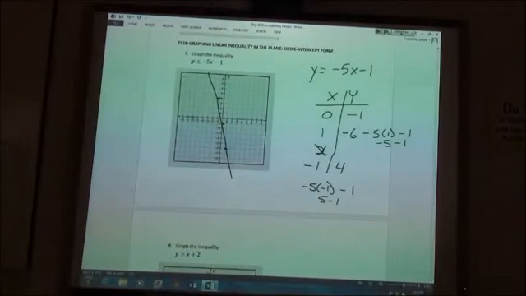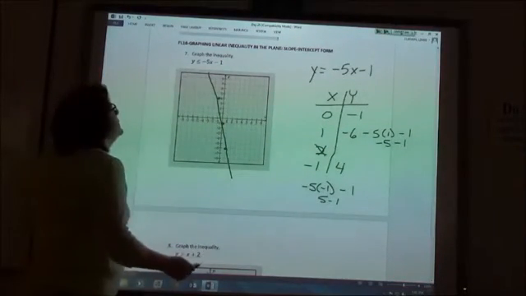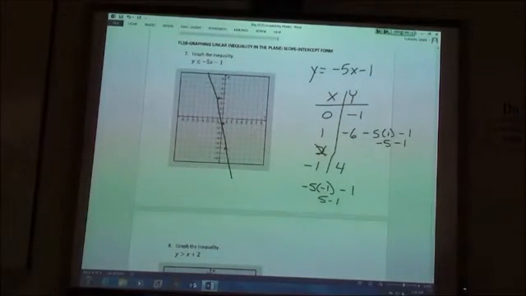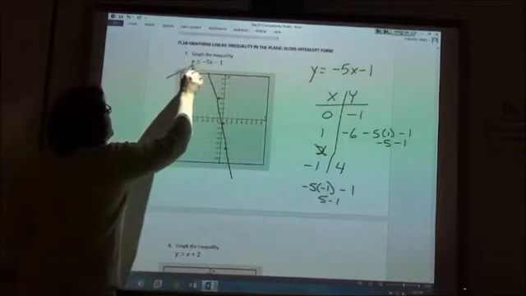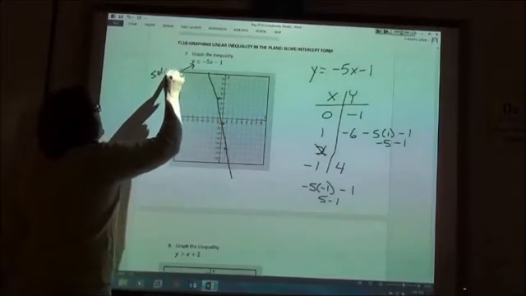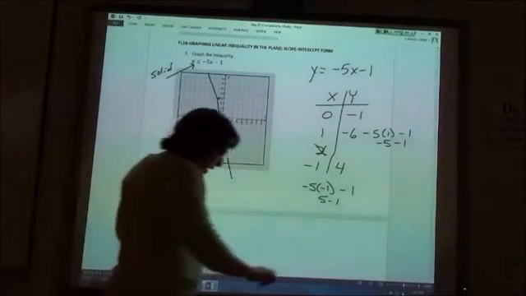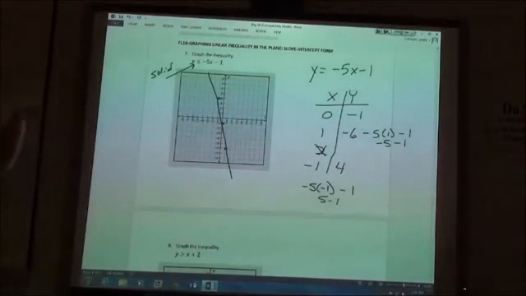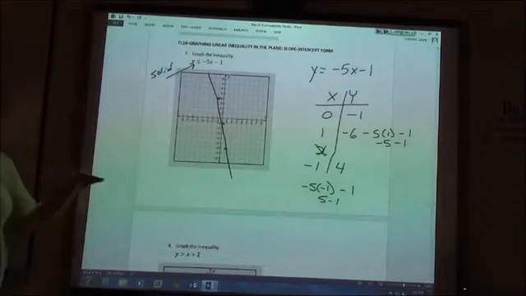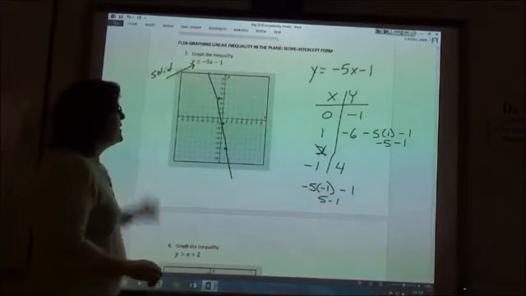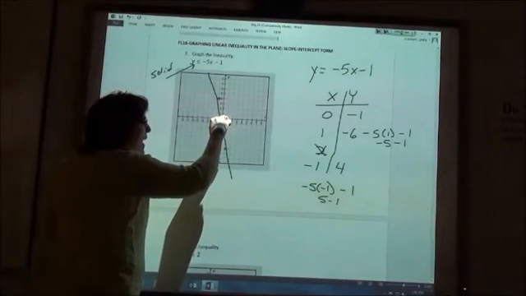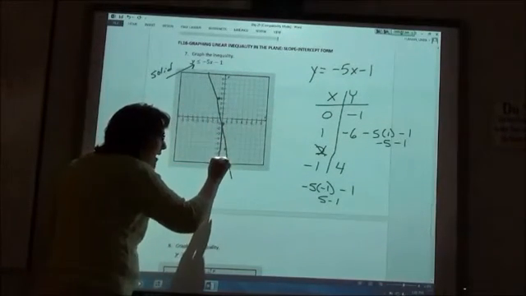Then I decide, should it stay solid or should it change to a dash line? Solid. It should stay solid because it does have the equal to. And then I got to think about shading. I'm thinking about the y-axis, so do I shade above the line or below the line? Y is less than. So here's what I do. Here's my y-intercept. If I go less, I'm going straight down the y-axis.